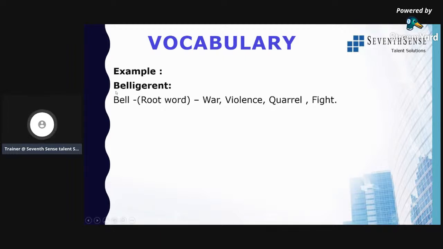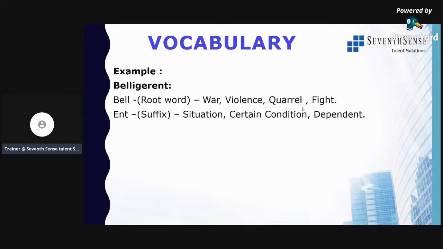See here, belligerent. In that, bell is a root word. The root bell means nothing but war, violence, quarrel, fight. It is a situation where war is around. It is like a fight between two countries. It is nothing but a fight between any two parties, right? That root word bell indicates war, violence, quarrel, fight.